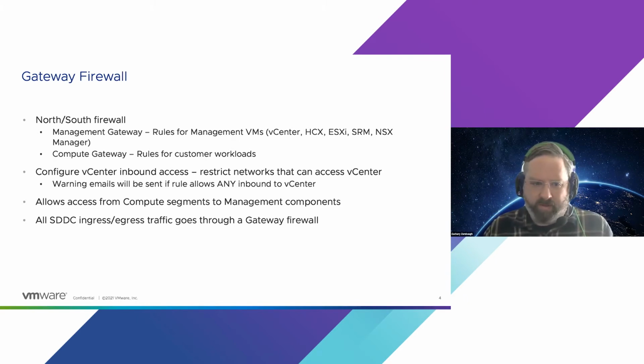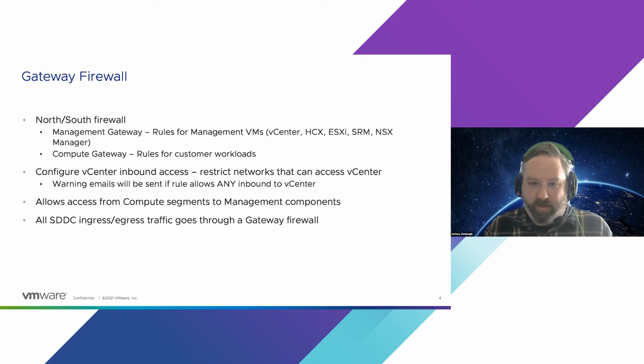So now we'll talk about configuring the gateway firewall. Your gateway firewall on the SDDC is really your first line of defense. It's the north-south firewall, and it's broken out into two different firewalls. Essentially, there's one for the management gateway, called the management gateway, and that's rules for your management VMs. So inbound, outbound for vCenter, HCX, ESXi, SRM, NSX Manager. Really anything that's automatically deployed in the environment, you need to set up rules through the management gateway firewall.